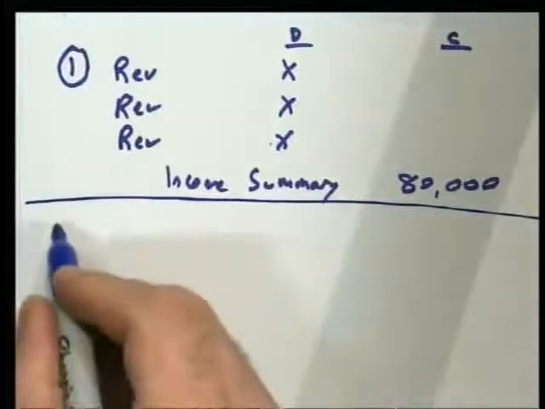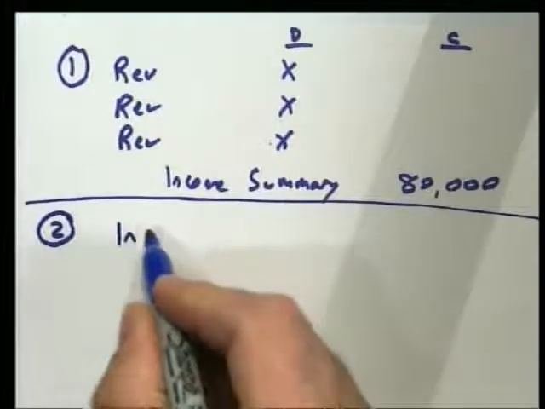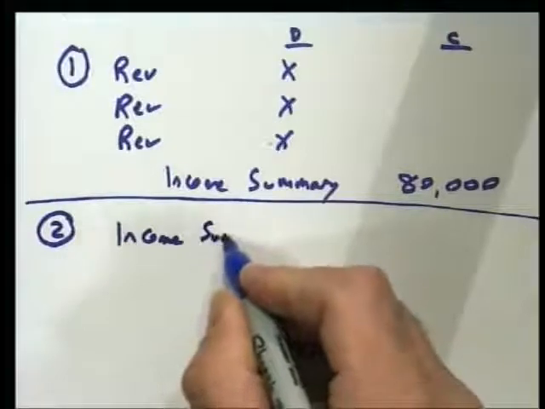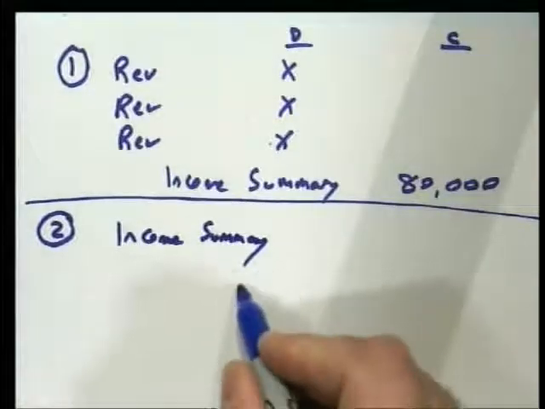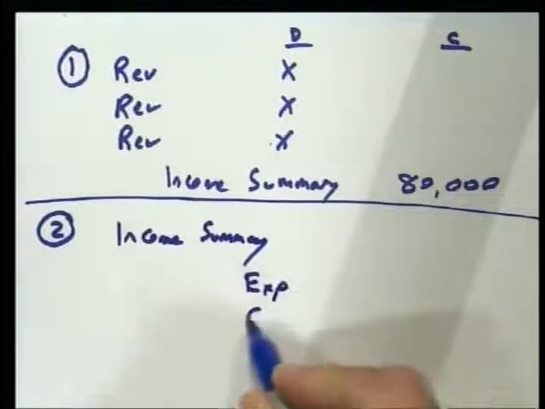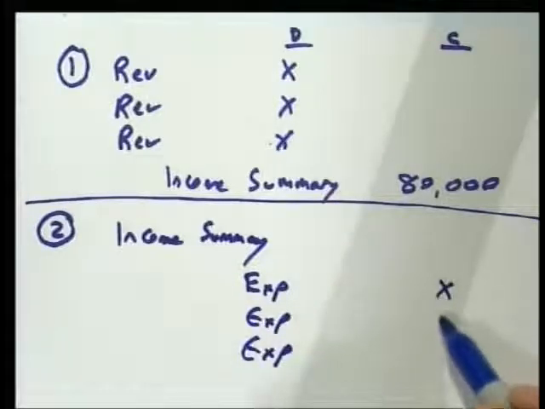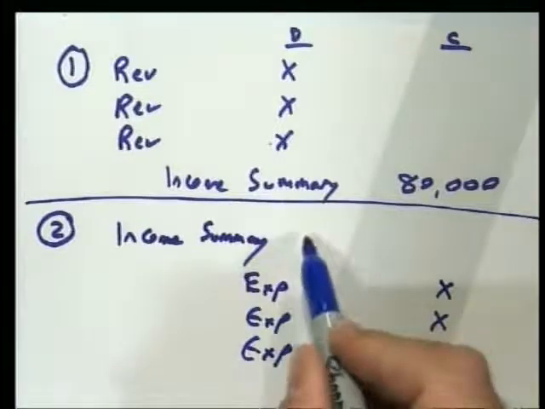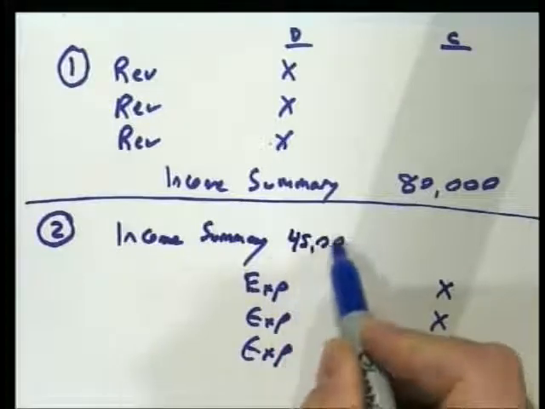So our second closing entry. Now I know that I'm going to debit income summary for the total of all your expenses, okay? And then I'll have a bunch of expense accounts. Those will have certain balances, correct? Let's just say the total of all of our expense accounts is $45,000.